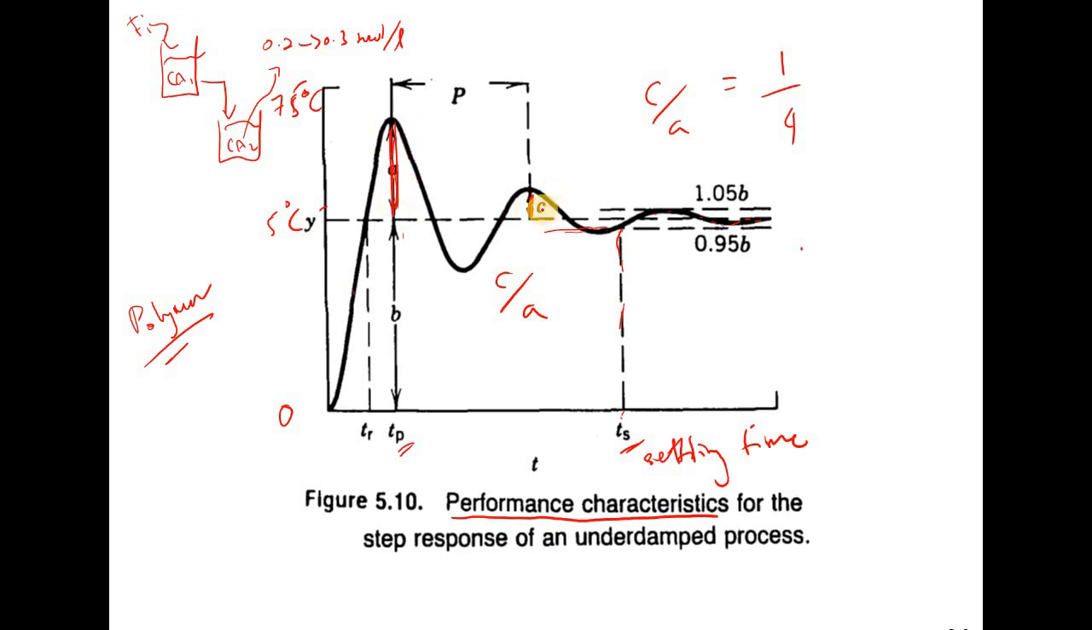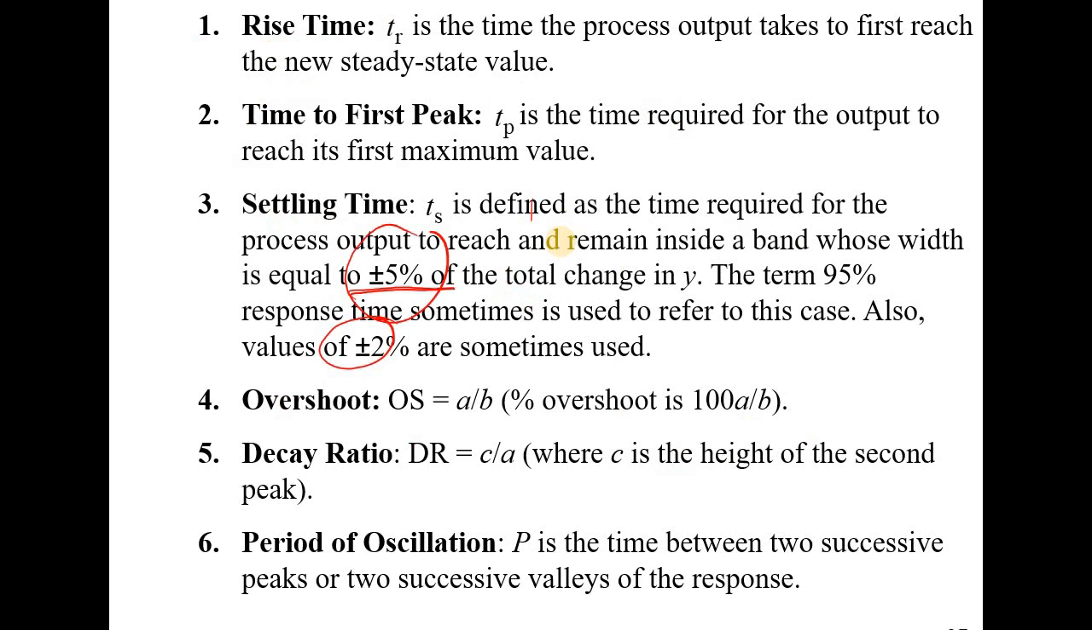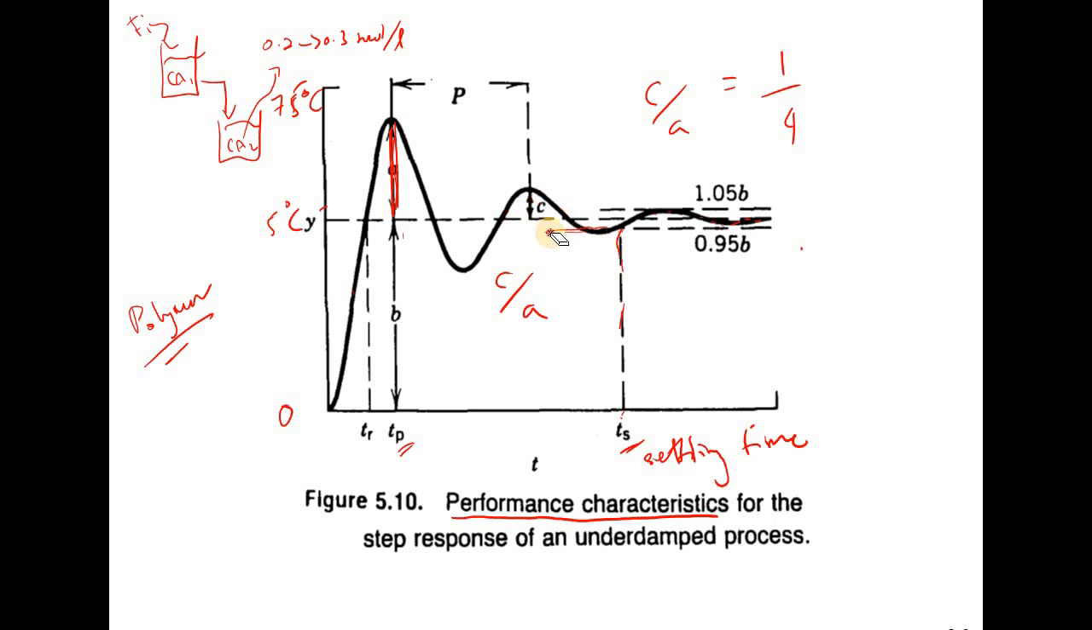Okay, and the smaller the decay ratio, the better, because it means that the oscillation is dying out faster. Again, if the decay ratio is equal to 1, what does it mean? It means that this peak is equal to the previous peak. So it means that it's a continuous oscillation, and this is totally not good.